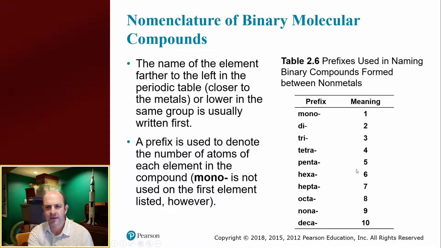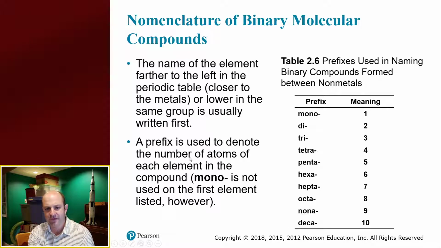All right, now for the binary molecular compounds or binary covalent compounds, the name of the element that's farther to the left in the periodic table or lower down the same group is usually written first. Basically, it's whatever way the formula goes. The real reason is we go with whichever one is lower in electronegativity, but since we haven't learned about that yet, we'll get to that later. But that's why they're saying it's usually the ones that are more to the bottom left that will go first. That's a pretty good assumption.